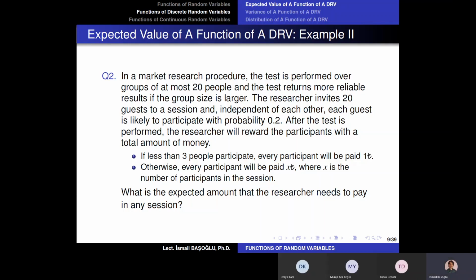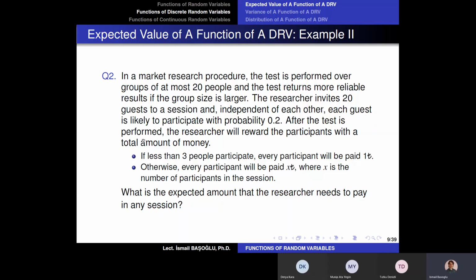will be a binomial random variable, right? A binomial random variable with size parameter 20 and success probability equal to 0.2, if you remember the binomial random variable. If you have formatted your brain after studying that chapter, you wouldn't remember, okay? Actually, you should not forget that random variable. So the researcher invites 20 people, each of which is likely to participate with 0.2 probability independent of each other. In that case, the total number of guests that arrive to this session will be a binomial random variable with size parameter 20 and success probability 0.2.